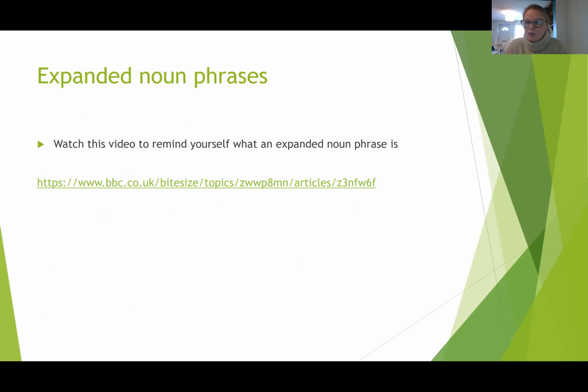Right, do you remember? So it's when you use adjectives to describe a noun. So a noun is a person, place or thing, and adjectives are words that tell us about the noun.